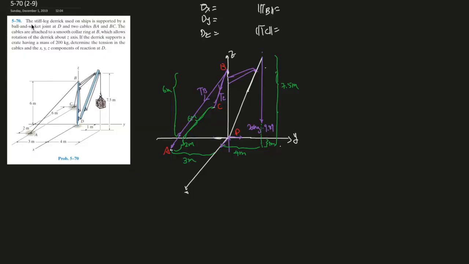A stiff leg derrick used on ships is supported by a ball and socket joint at D and two cables BA and BC. The cables are attached to a smooth collar ring at B, which allows the rotation of the derrick about the Z-axis. If the derrick supports a crate having a mass of 200 kg, determine the tension in the cables and the XYZ components of reaction at D.